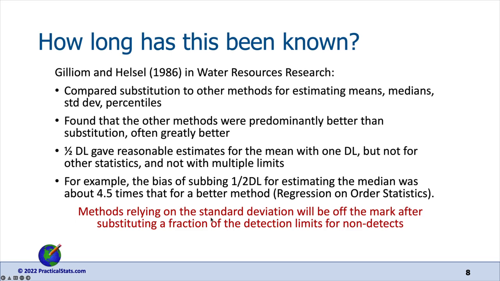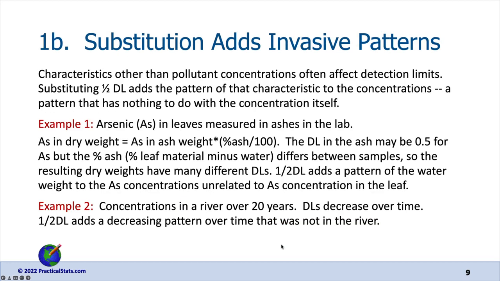The methods that rely on the standard deviation will be off the mark after you substitute a fraction of the detection limits. And what I mean by that is anything including 0 or including 1 times the detection limit, so including the detection limit itself. All of those will destroy the standard deviation and the methods that depend on it. Second, substitution adds invasive patterns. Characteristics other than pollution concentrations often affect detection limits.